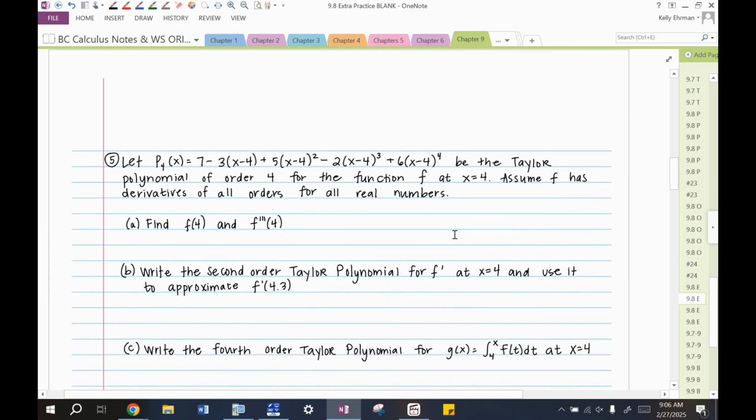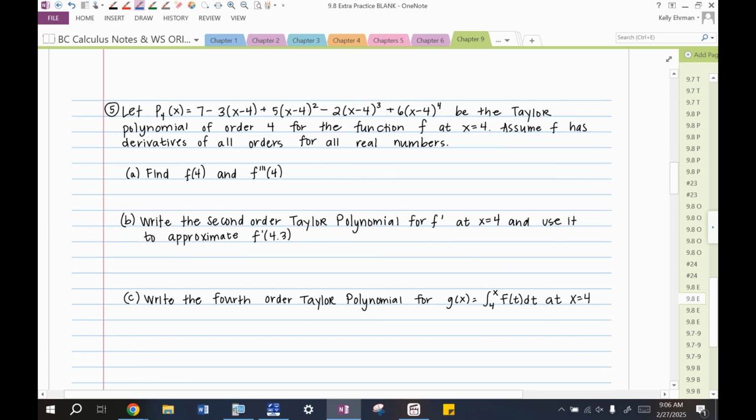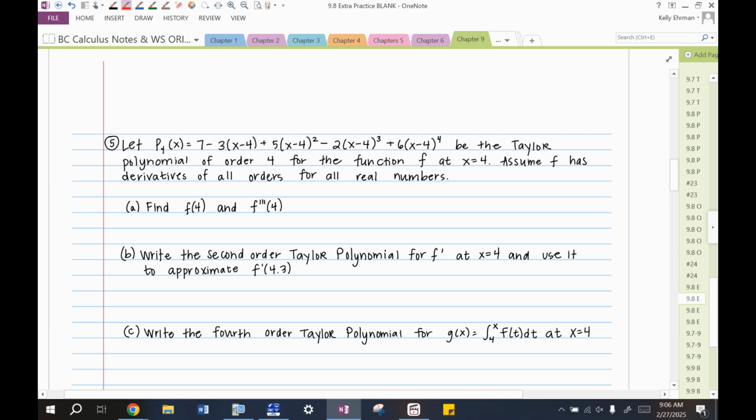Okay, let's look at number 5. So we have this fourth order Taylor polynomial. This is the fourth order Taylor polynomial for function f at x equals 4. So that's our center. Assume f has derivatives of all orders for all real numbers. So, all right, be careful with this one. This is a pretty common AP question. We're supposed to be able to get function values out of this thing.